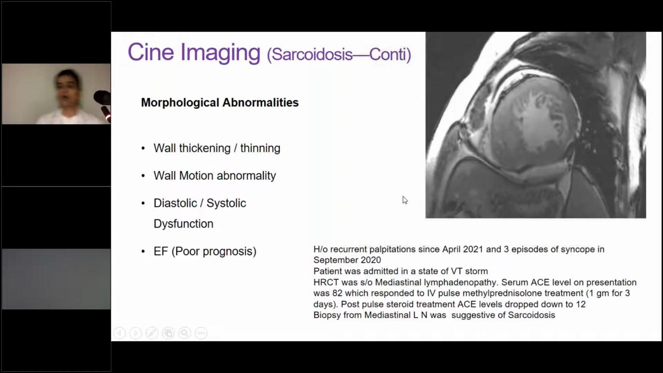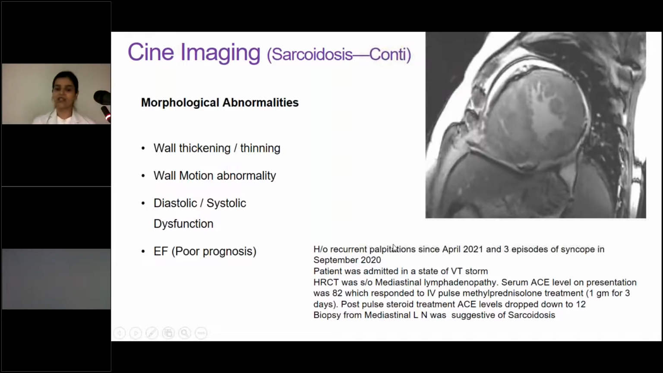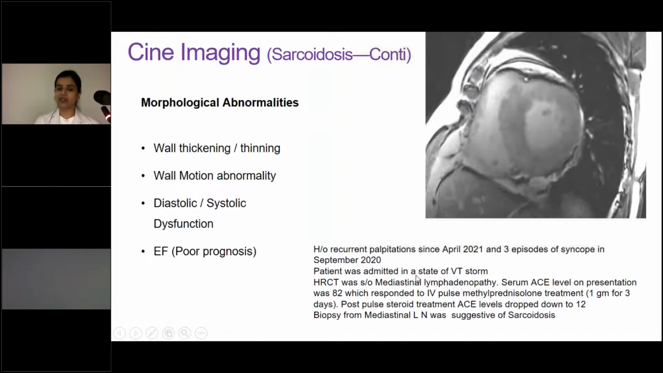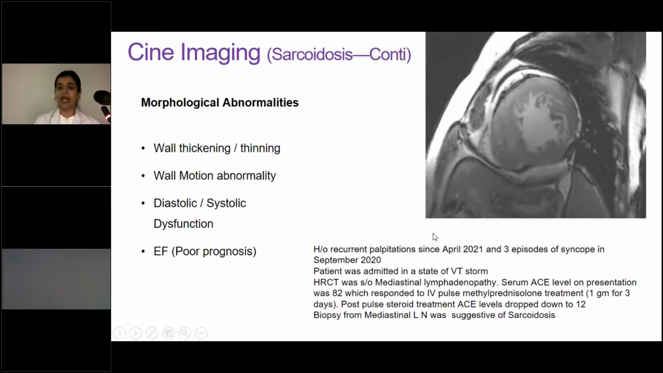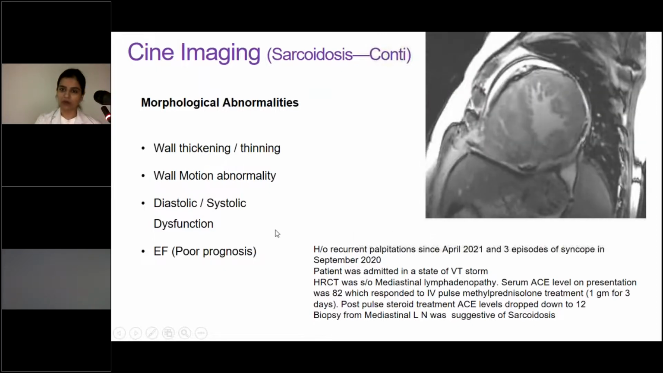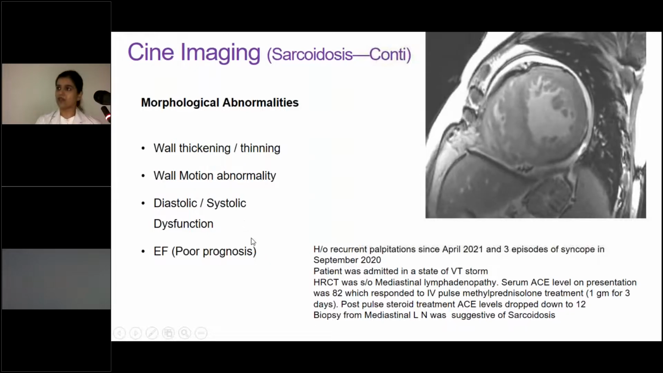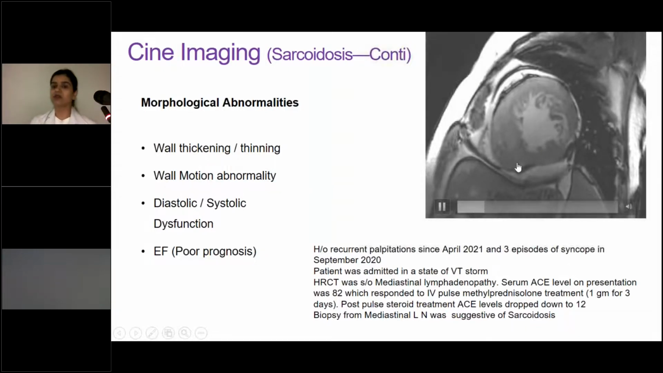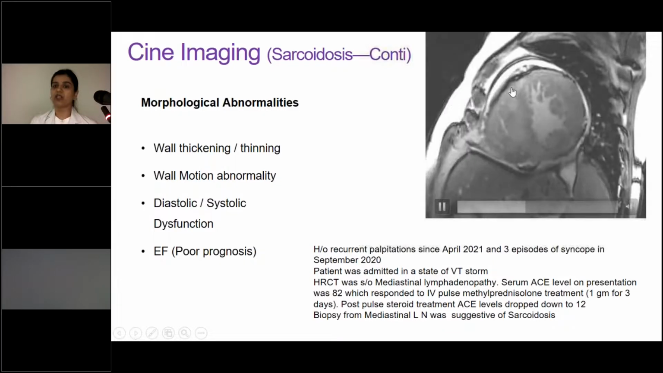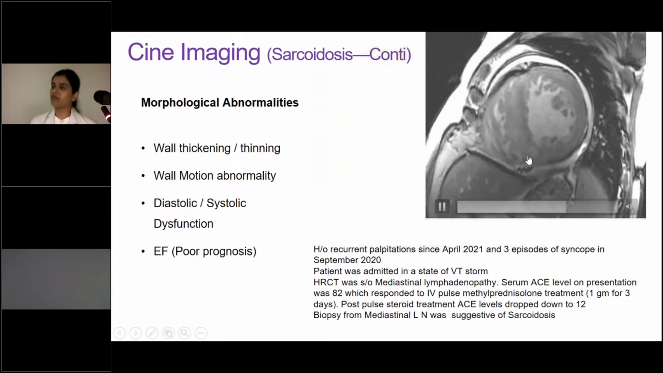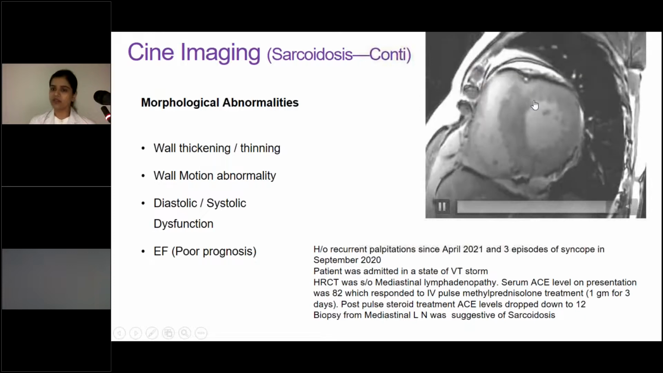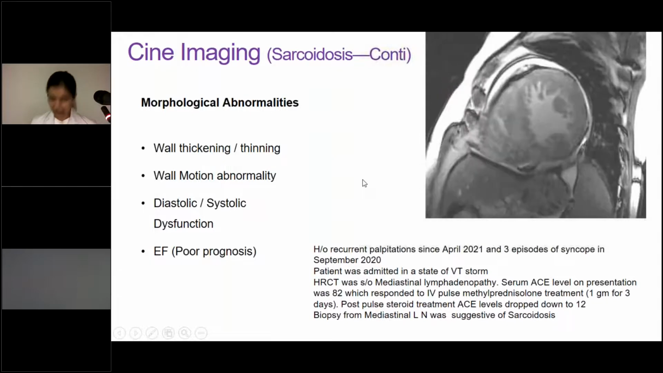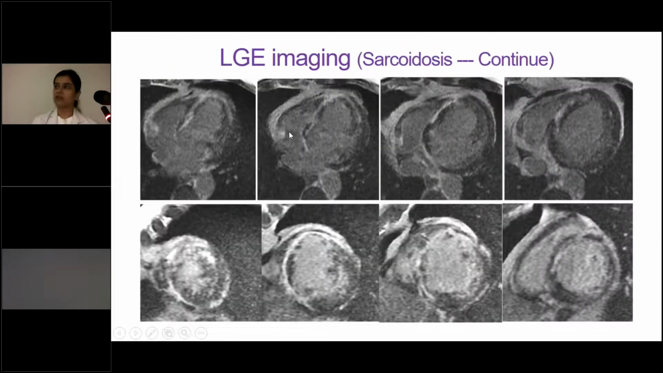So this is the cardiac MRI which was performed in a young patient who had history of recurrent palpitations and syncopal attacks for the past 3 years and was admitted to our institute in a state of VT storm. Echocardiography of the same patient was performed, which had diagnosed systolic dysfunction and poor ejection fraction for the patient. And these are the cine short axis views of the heart of the same patient, demonstrating diffuse circumferential wall thickening of the left ventricle. The contractility of the heart is reduced, and there is also a thin rim of pericardial effusion in this sequence.